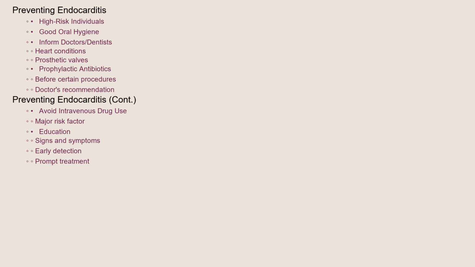Preventing endocarditis is crucial, especially for individuals at high risk. This includes practicing good oral hygiene, informing your doctor and dentist about any heart conditions or prosthetic valves, and taking prophylactic antibiotics before certain dental or medical procedures, as recommended by your doctor. Avoid intravenous drug use, as this is a major risk factor for endocarditis. Education about the signs and symptoms of endocarditis is also essential for early detection and prompt treatment.